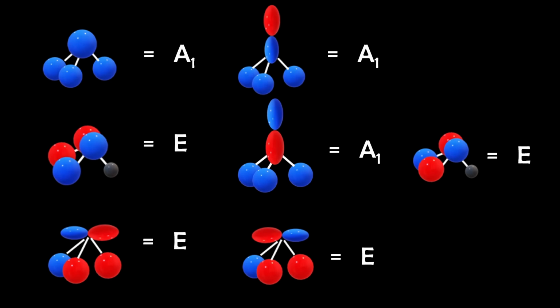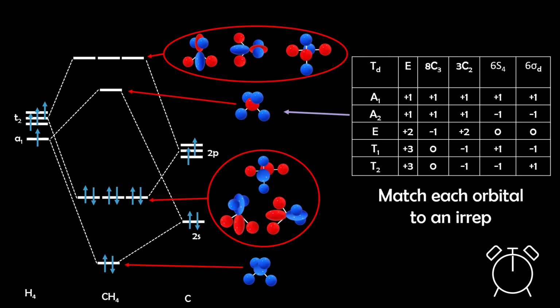And that's all the examples I'll give today, so as to not make this video too long, but I hope that made sense. As a practice exercise, I've included the molecular orbitals for methane, or CH4, and the Td character table which it belongs to. So see if you can assign the correct irreps to each molecular orbital yourself.